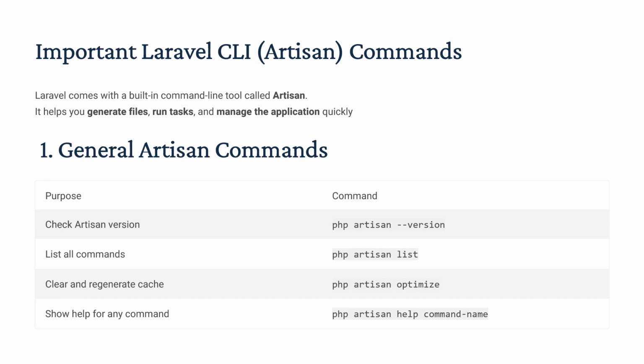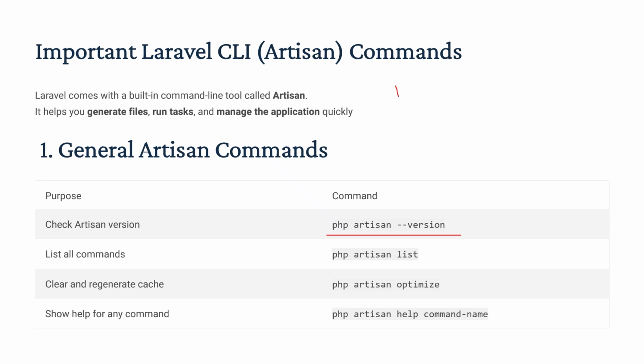Laravel gives us a command line tool called artisan. We use artisan commands to create files, run the server, and manage the project easily. First, php artisan version. It is used to check the artisan version, which version is installed in our project.